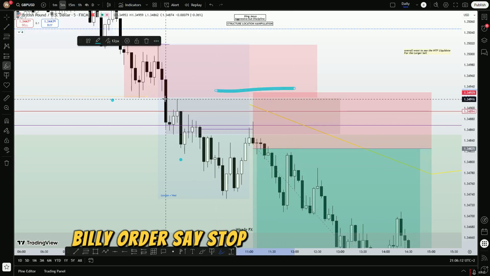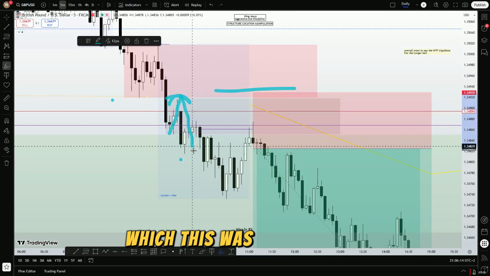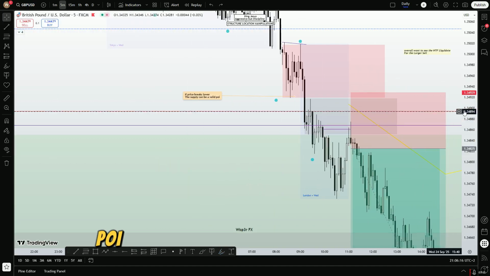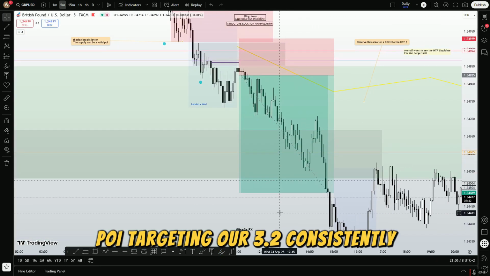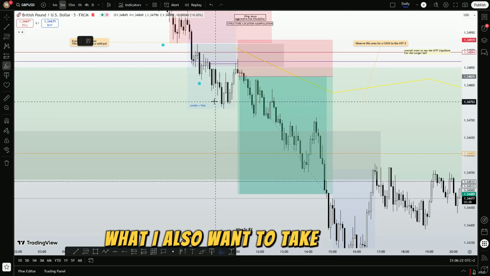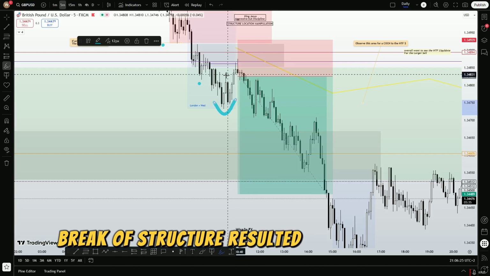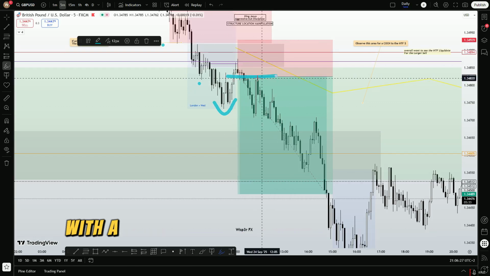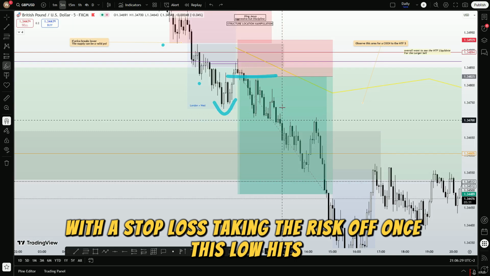Pending order, safe stop loss above the high, which was our buy to sell POI, targeting our 3.2 consistently, and 3.2 was indeed hit. What I also want to take note of, breaker structure resulted in a break even with the stop loss, taking the risk off once this low hits.